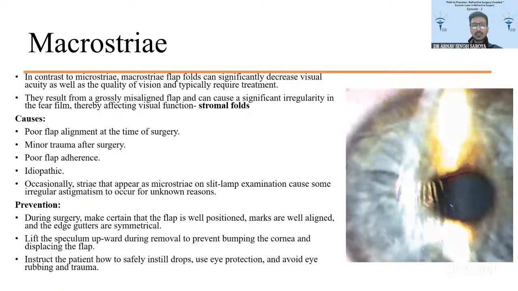Macrostriae, in contrast to micro, the flap folds are very significant and decrease the visual acuity. Prevention during surgery, making sure that the flap is well opposed and the marks are properly aligned, as discussed by Dr. Lippi. And while lifting the speculum, you should make sure that you prevent bumping the cornea and displacing the flap.